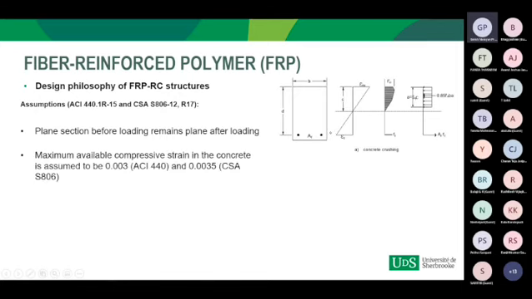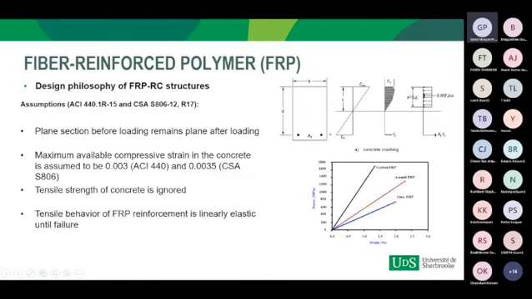The assumed maximum allowable concrete strain is around 3000 microstrain according to the ACI, and 3500 microstrain according to the CSA S806. The tensile strength or rupture strength of the concrete is very low, so that's why it is ignored in the design. The tensile behavior of the fiber reinforced polymer is linearly elastic until failure, and a perfect bond exists between the concrete and the fiber reinforced polymer bar.